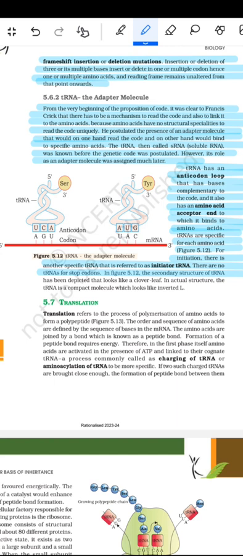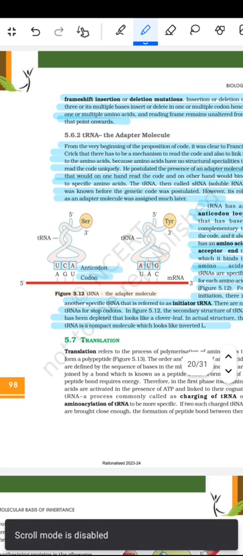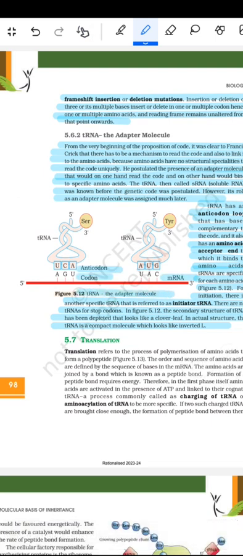In figure 5.12, the secondary structure of the tRNA has been depicted, which looks like a clover leaf. In actual fact, the structure of the tRNA is a compact molecule which looks like an inverted L. So here the anticodon is given, here the mRNA is given, and this tRNA is the adapter molecule.